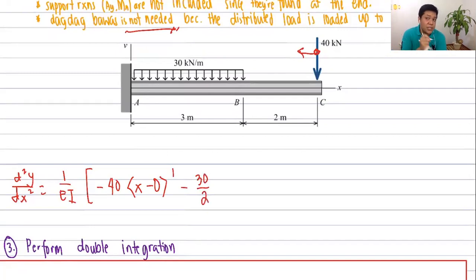It's negative because it's downward. Times x minus a. Where is the location? It started at, if this is 0, taking to the right as positive, it started at x equals 2. So x minus 2 raised to 2. That is now the moment function.